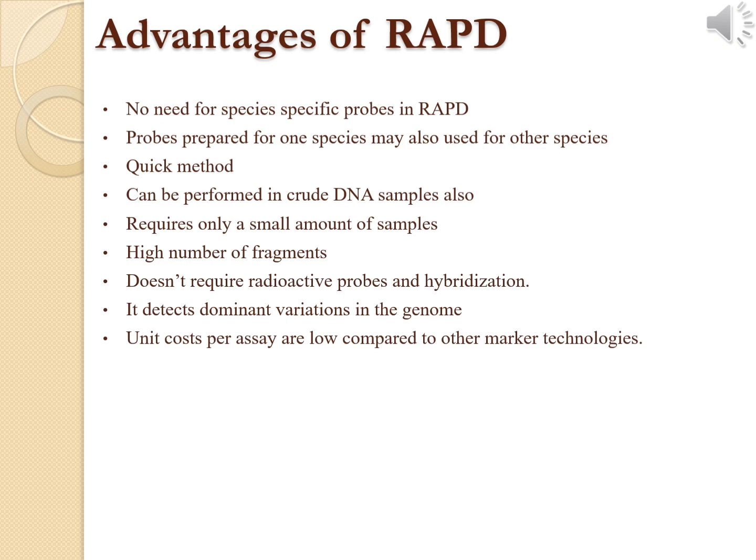Only a small amount of DNA, say for example about 15 to 20 microgram, is required to work with a population. This RAPD process does not require blotting or hybridization. A high number of fragments are produced in this RAPD process. It detects dominant variation in the genome, and also the unit cost per assay is low compared to the other marker technologies.